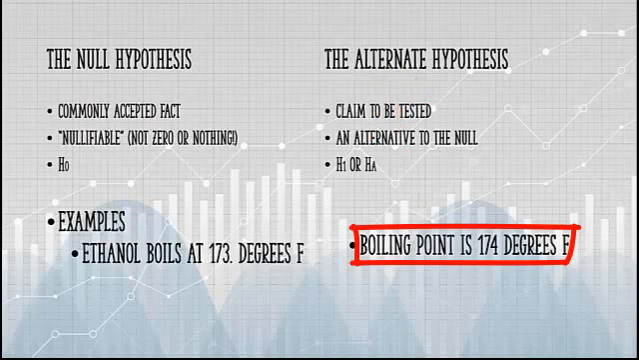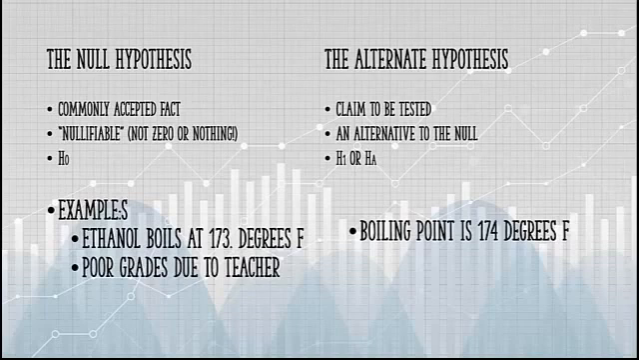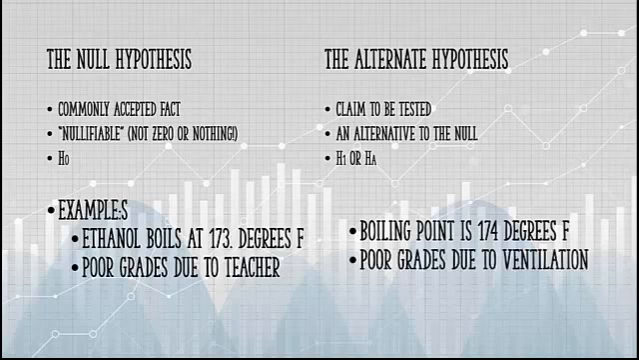Another quick example, let's say one class in a particular school performs poorly on tests. The null hypothesis might be that it's due to the teacher and their poor performance. After visiting the school, you might think that that particular classroom has poor ventilation and therefore that's why the students are performing poorly on tests. The null hypothesis is that the teacher is the problem. Your alternate hypothesis is that it's the ventilation equipment.